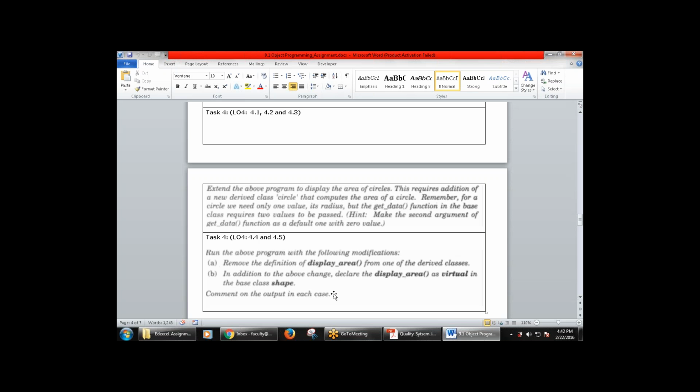Yes, initially the user supplies input for the rectangle and the triangle. I agree with you. So take the second argument as a zero value. So the area of the circle will be zero. There is no problem with the zero value. You have to only define the function. This is the function, not the value of the function. This is the get data function.